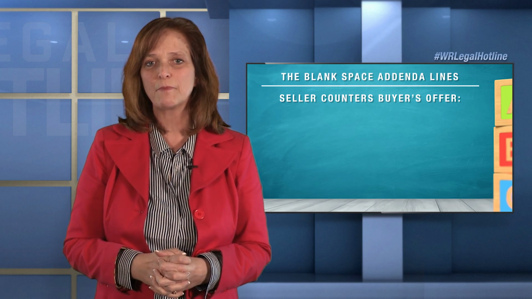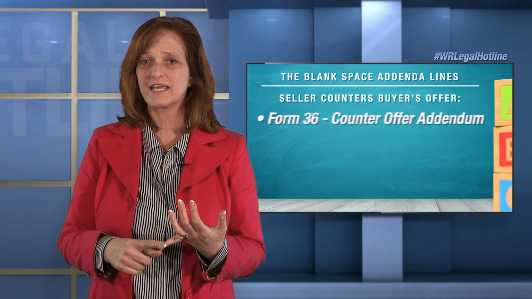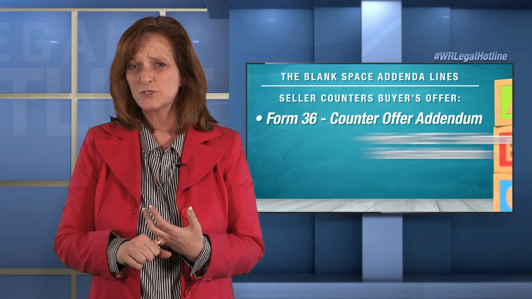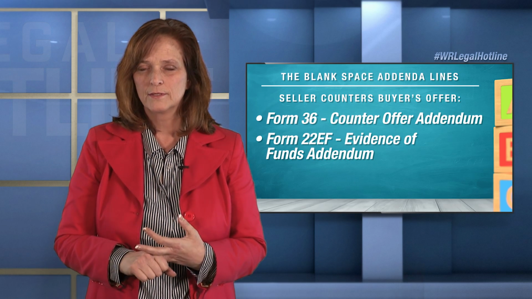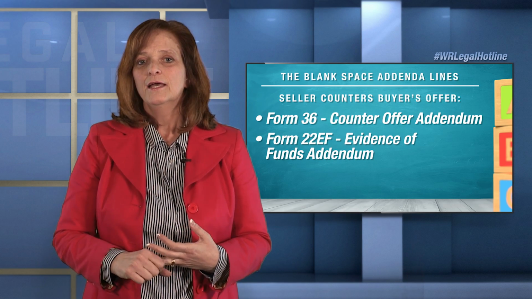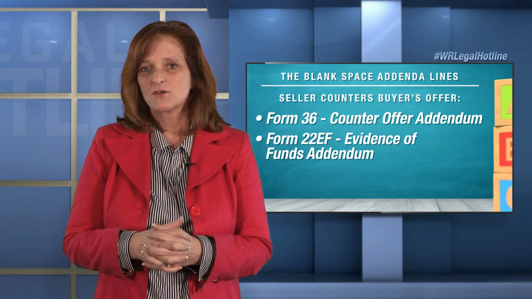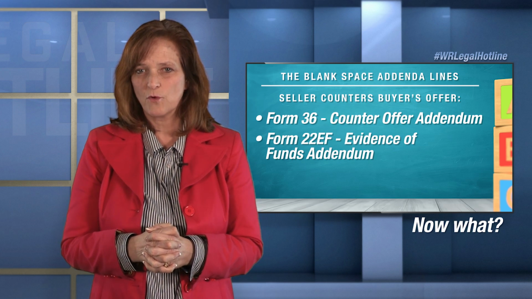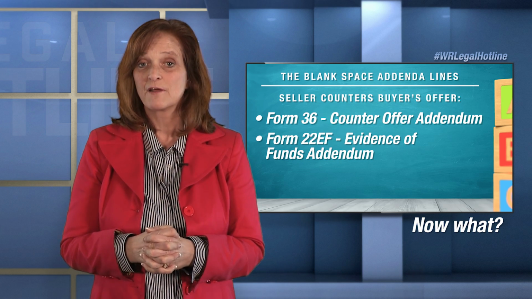Okay, now seller gets that and counters buyer's offer. Seller counters by adding, for example, a Form 36 counteroffer addendum or a Form 22 EF or both. Now then the question is, what do we do with the reference to Form 36 and Form 22 EF?